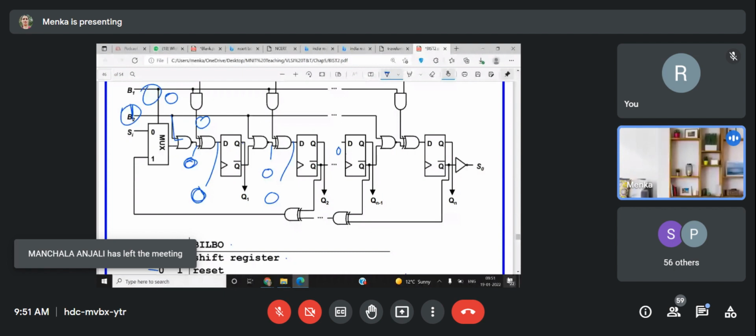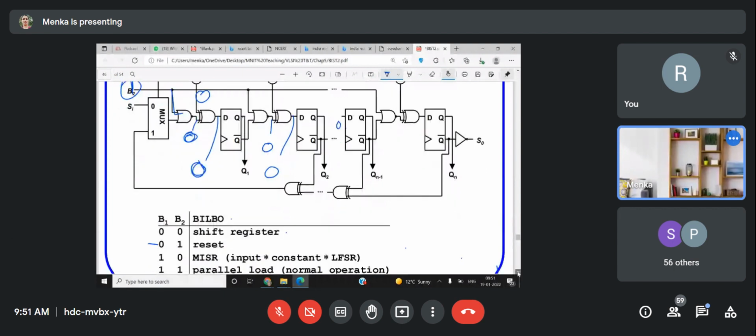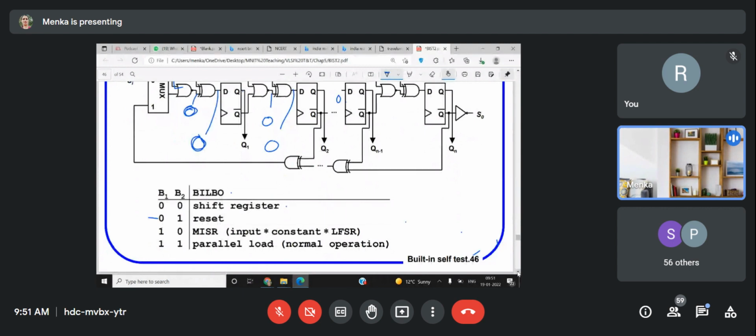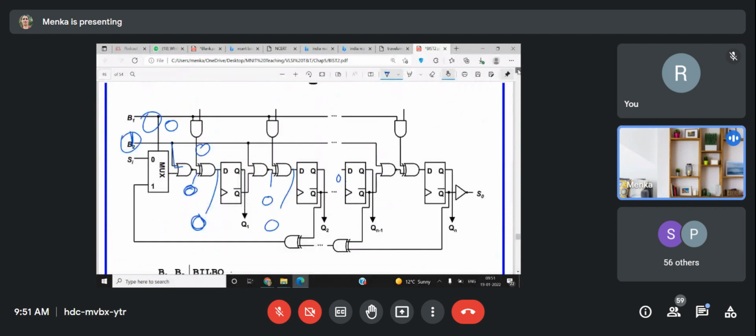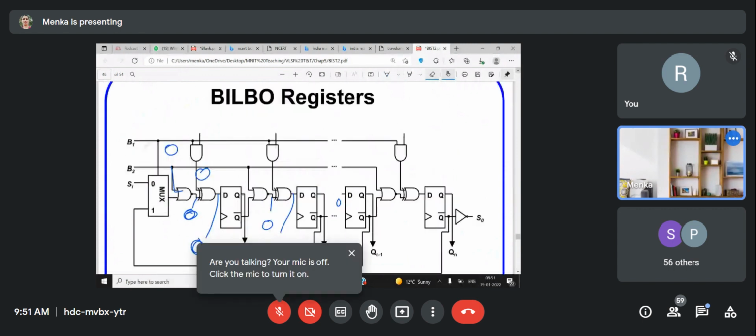Third one is MISR, multiple input shift register. So how will the multiple input shift register work? The mode is 1 0. This is somewhat like LFSR, but with multiple input entries. So let us have a look at this. This is going to give you 1 0 entry. One here at B, here it is 1 and here it is 0.